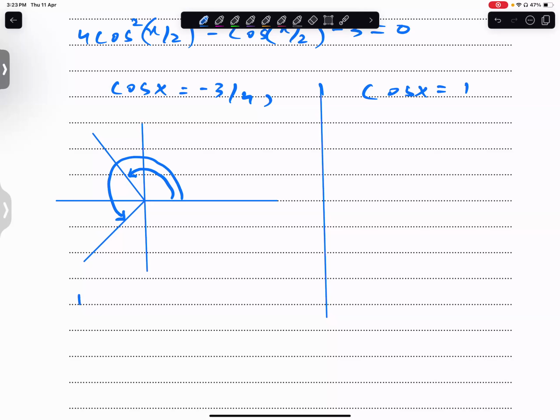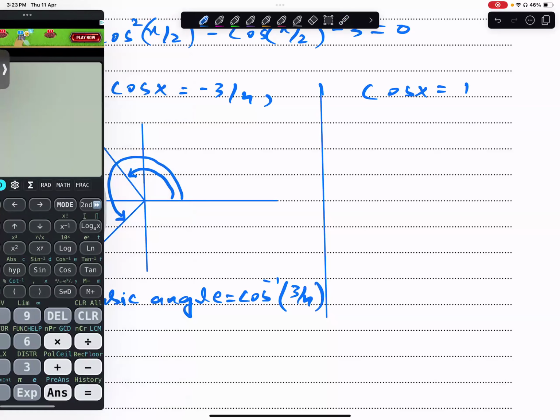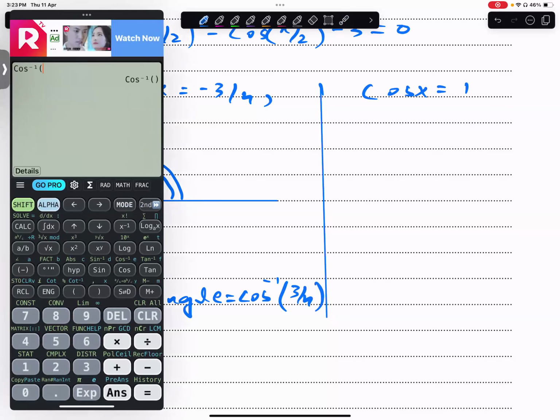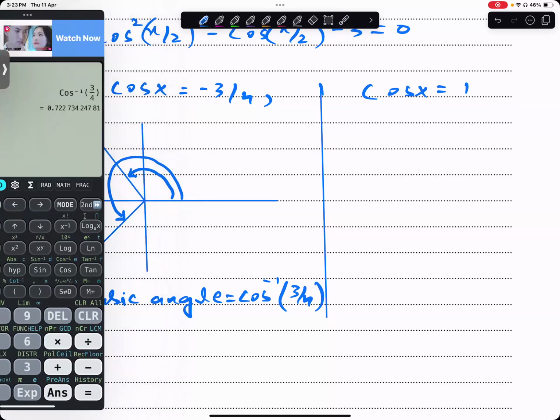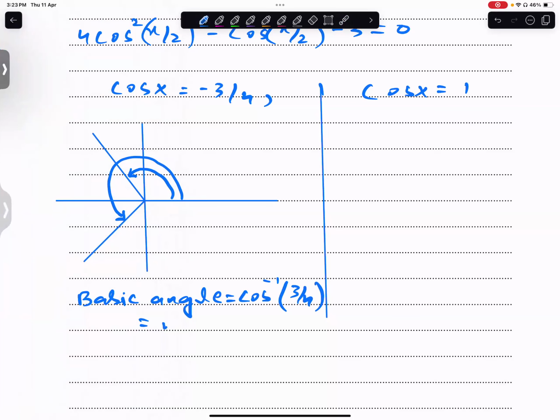So first of all, find the basic angle. These are students, basic angles. So basic angle will be cos inverse of, just ignore the sign. You will not put negative in finding the basic angle. So shift cos inverse of 3 divided by 4. So this will be your basic angle, which is 0.7224.